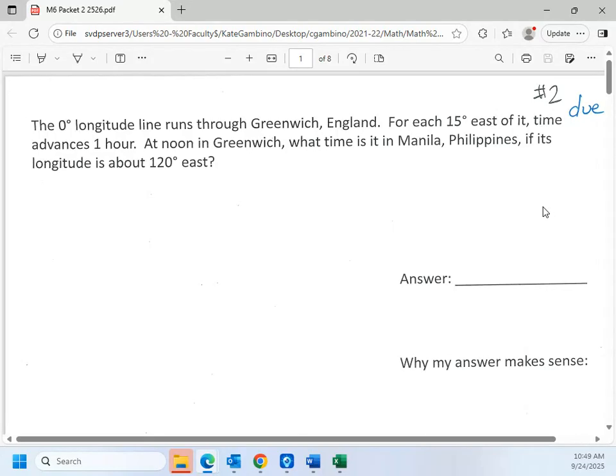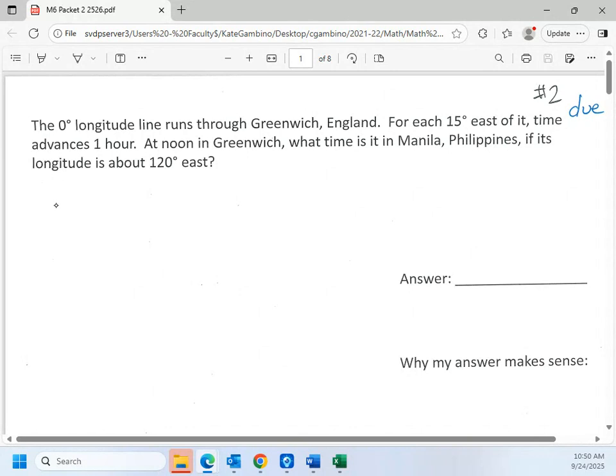It says the 0-degree longitude line runs through Greenwich, England. For each 15 degrees east of it, time advances 1 hour. At noon in Greenwich, what time is it in Manila, Philippines, if its longitude is 120 degrees to the east?